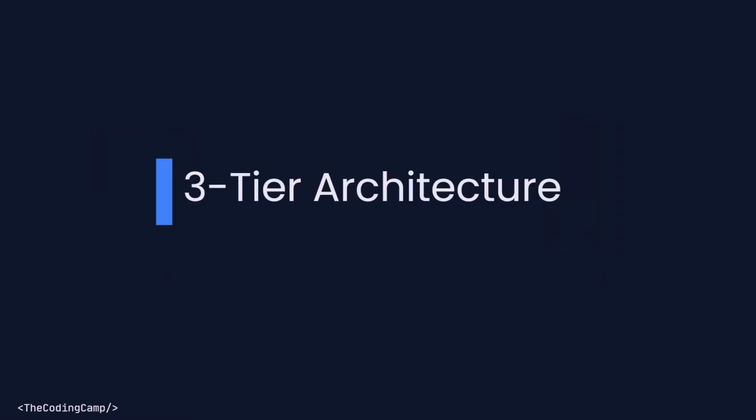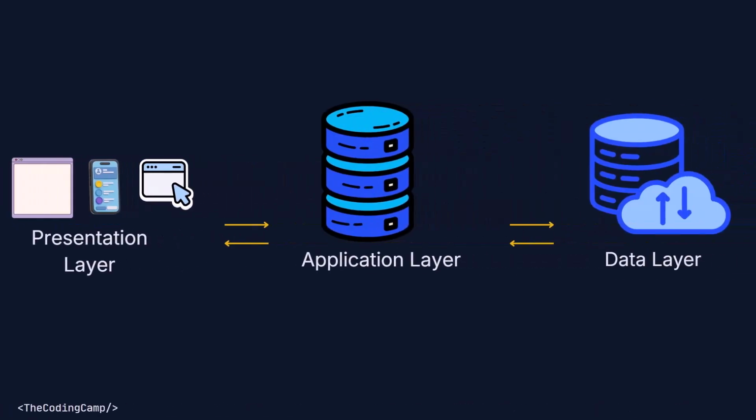A three-tier architecture is a software design pattern that organizes an application into three logical and physical computing layers: presentation, application, and data. The presentation layer is what the users see, for example, the mobile app or website UI. The application layer contains the business logic and processes the requests from the presentation layer. The data layer is where the system data is stored and retrieved. It's typically a database and the code that stores and retrieves data from it.